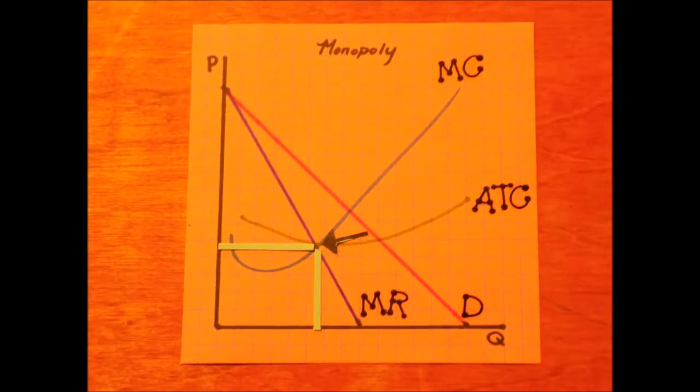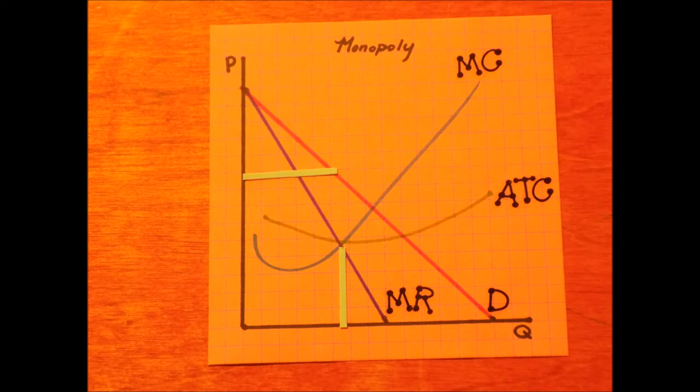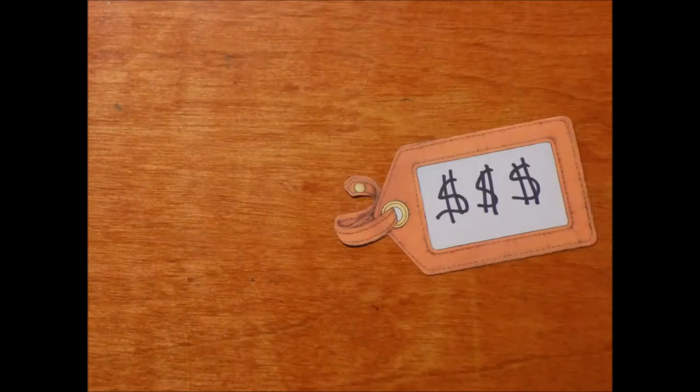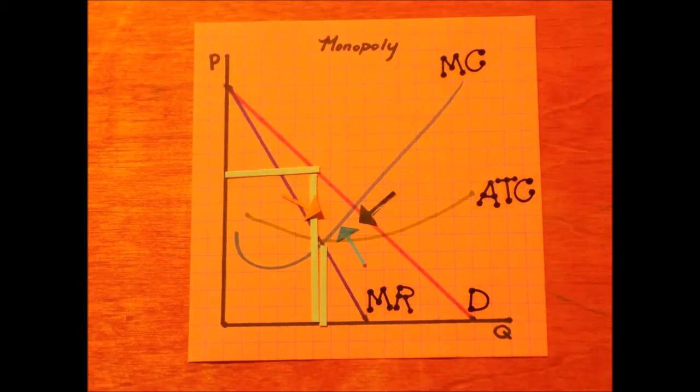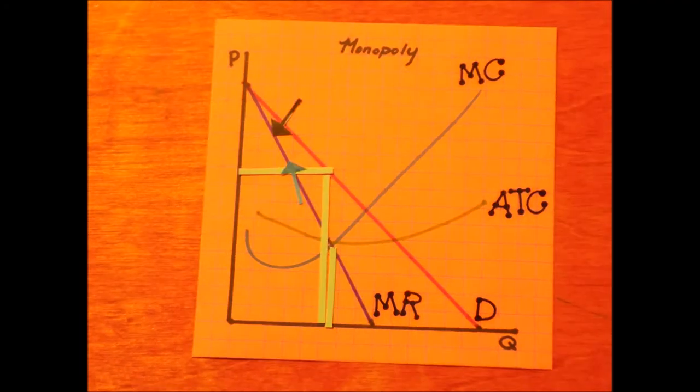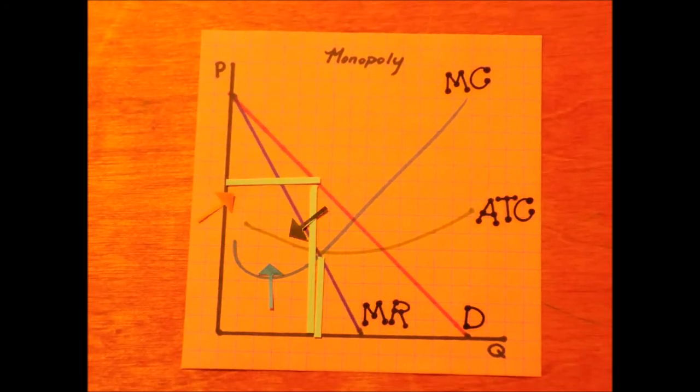Monopolies produce where MC equals MR. However, MC does not equal demand, so monopolies produce at MR and charge at D. Because of this, they are price makers. This action results in a deadweight loss, consumer surplus, and producer surplus.